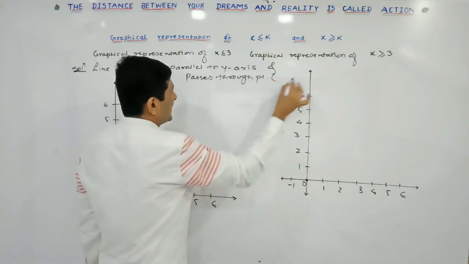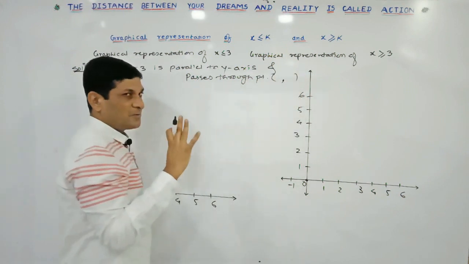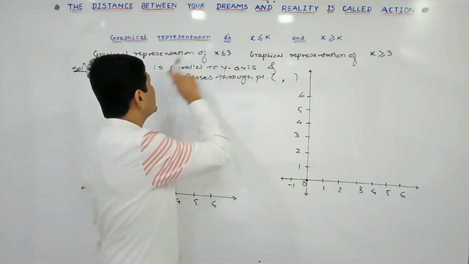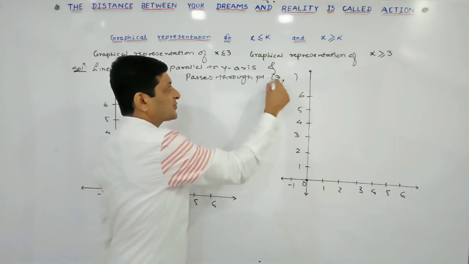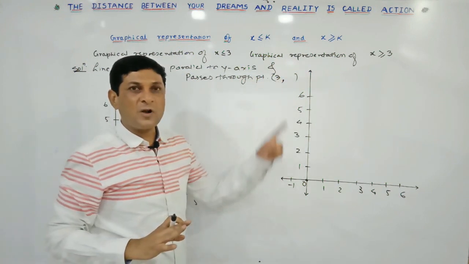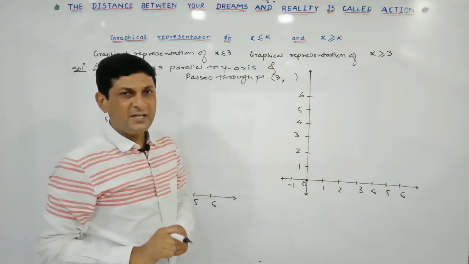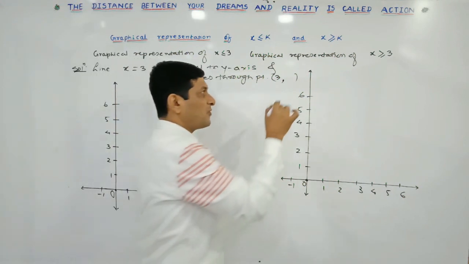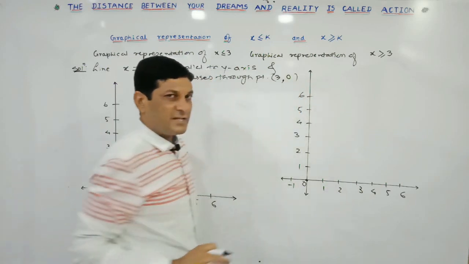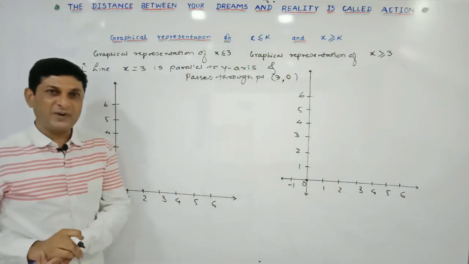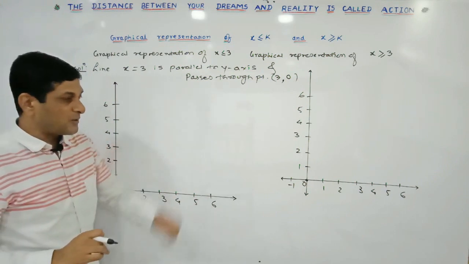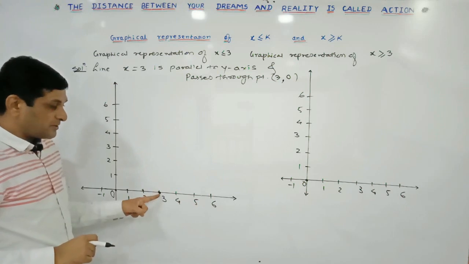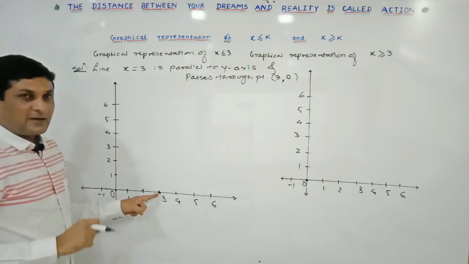Let us try to find the coordinates of the point. So now try to understand the method to find the coordinates of one point on the line. Here x is equal to 3 means the x coordinate is constant, and that constant value of the x coordinate is 3. Now you can take any value of the y coordinate, but for simplicity I am taking the y coordinate equal to 0, so that we can easily find the position of this point. Since the y coordinate is 0, we can say that the point is on the x axis.